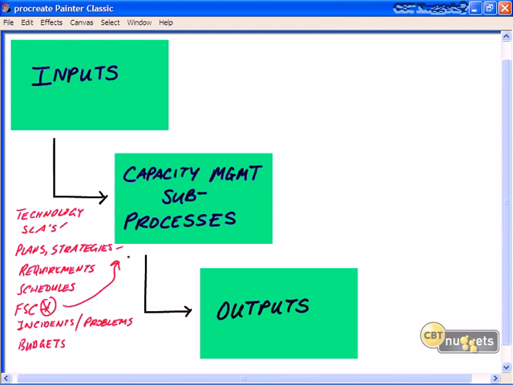Incidents, problems, these all go into affecting capacity, as well as the budgetary issues as well. Budgets. So all of these things are inputs into the sub-processes, which again, business capacity, service capacity, resource capacity, which involves monitoring, analyzing, tuning, trending, forecasting, modeling, prototyping, sizing, baselining, and of course documenting.